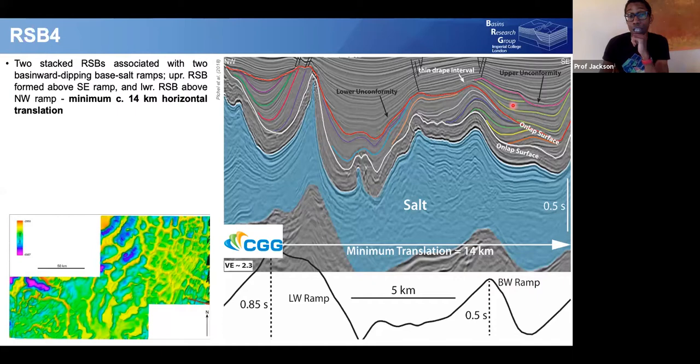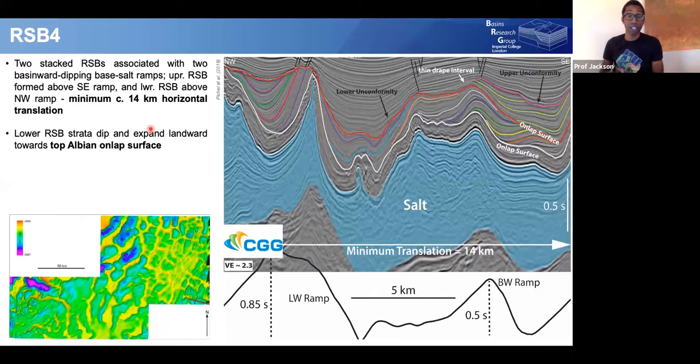However we do this restoration, when we bring this back to this point here, we get about 14 kilometers of horizontal translation as defined by that lower ramp syncline basin. Here the onset of translation seems to be consistent with ramp syncline basin one, that's just along strike to the north. So it started around about 100 million years ago.